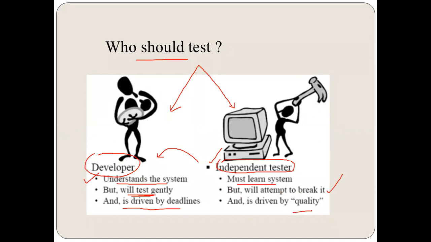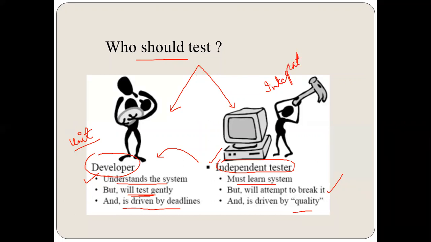So it is considered that an independent tester should be there in a team to test the software. But in some conditions, there are the developers. Let's say, in further slides we will see that in unit testing, the developers are the ones who are going to test, not the independent tester. But during integration testing, the software testers are going to test.